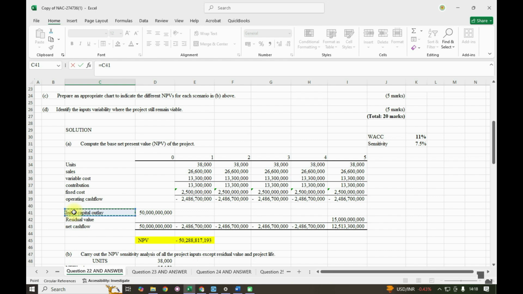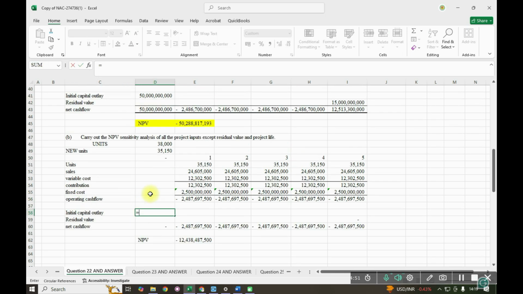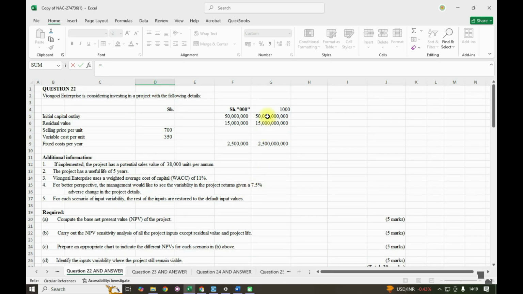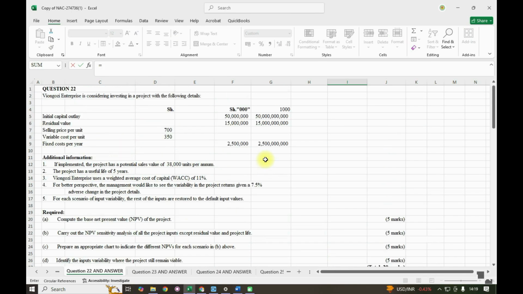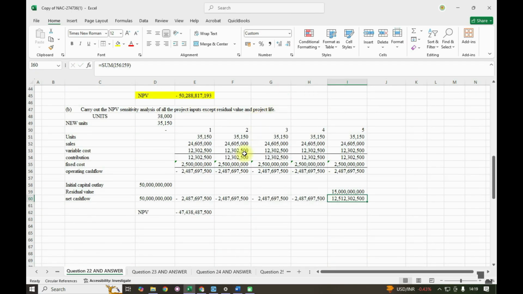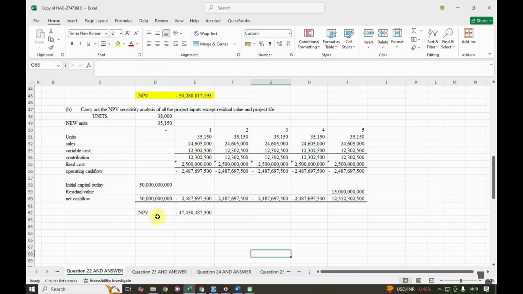So here we were having the initial outlay, and this one, the residue. Remember we had 50 and the residue was not changing. These values are not changing. They're supposed to remain that way, and that will be our question of the second part of it. The first part is changing the variable, and we'll find that this will be our NPV. This will be where we carry out the NPV sensitivity analysis.